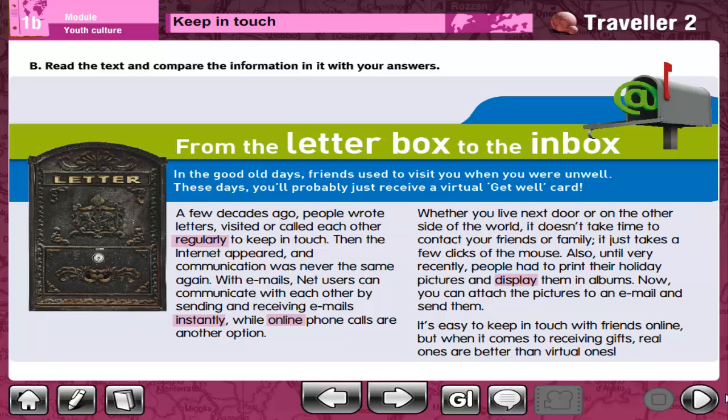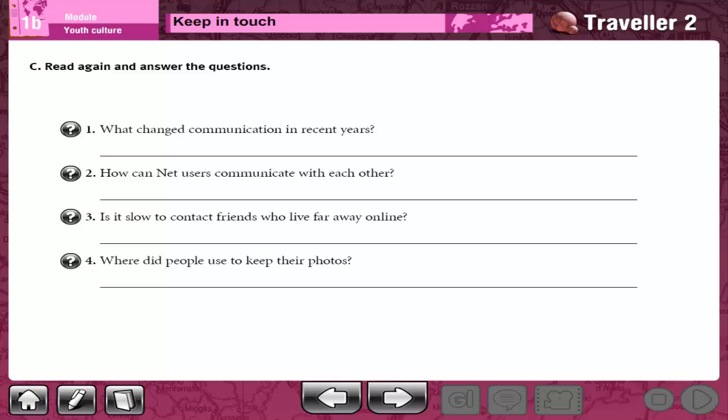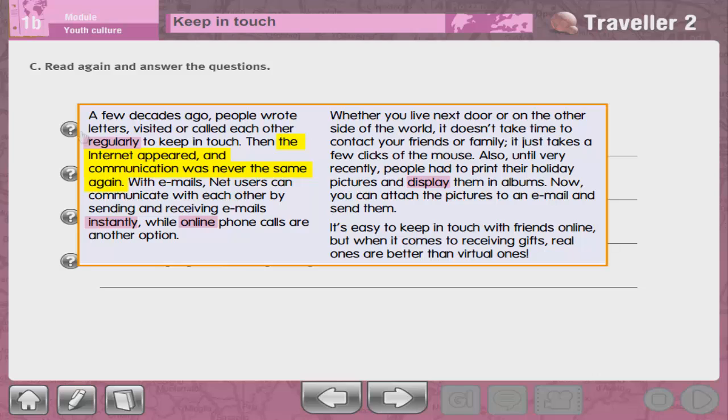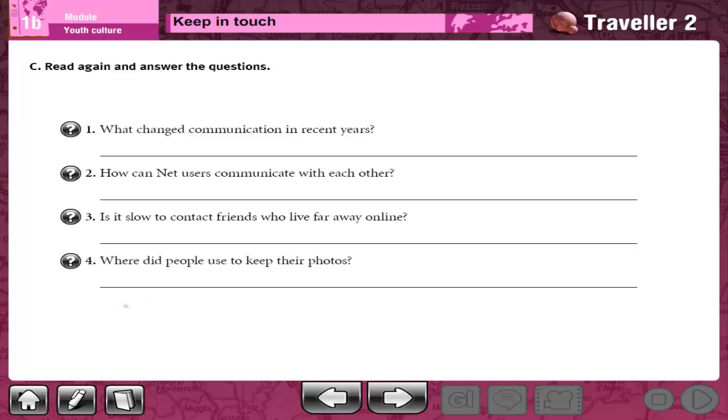Now we can move to some questions here. Look at the first question. Read again and answer the questions. What changed communication in recent years? Okay? We can see the answer. Look at it in the highlights, in the yellow. So this is the answer, the internet.